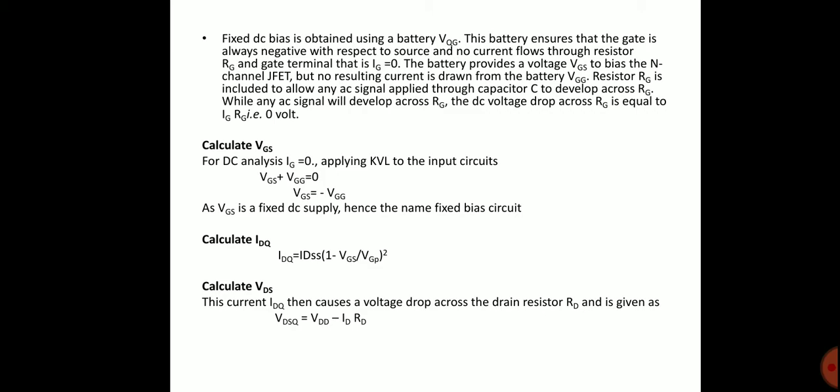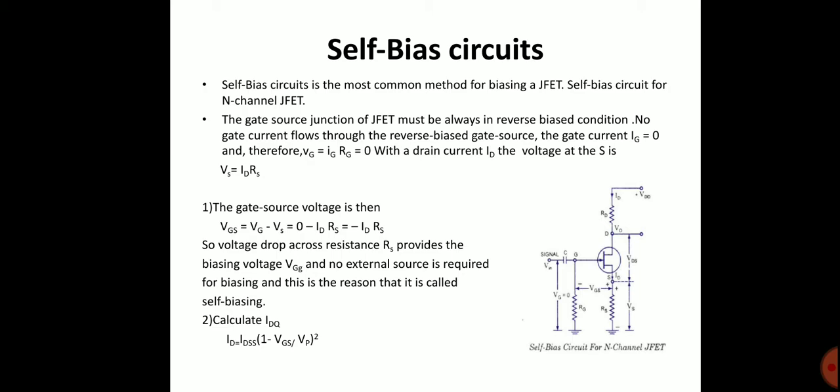Now we find the self bias circuit. Self bias is the most common method of biasing a JFET. In the self bias circuit for an N channel JFET, the gate source junction of the JFET must always be in reverse bias condition. No gate current flows through the reverse biased gate source junction. The gate current IG is equal to 0, therefore the gate voltage, which is gate current times the gate resistance, is equal to 0. When the drain current ID flows, the voltage at the source is equal to the drain current times the source resistance.